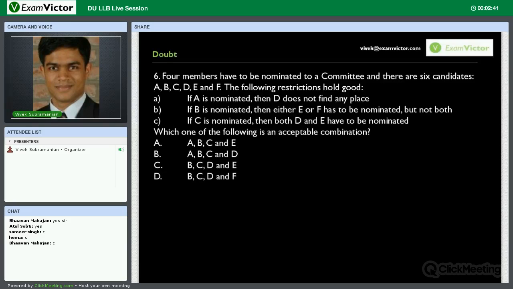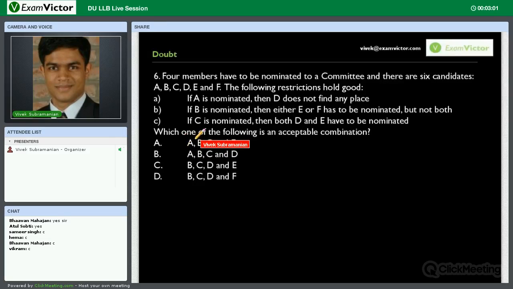Yes, Samir, Hema, both of you are right. Yeah, Bhavan, you're also right. The answer is C. That's right. This should be a fairly simple question. The way to solve it is to apply each of the conditions. There are 3 conditions given, A, B and C. You have to apply these 3 conditions on each of these choices. That's it. Nothing much more to do.